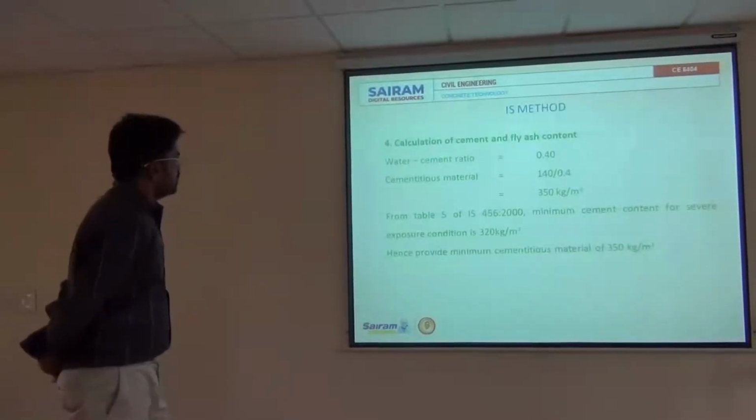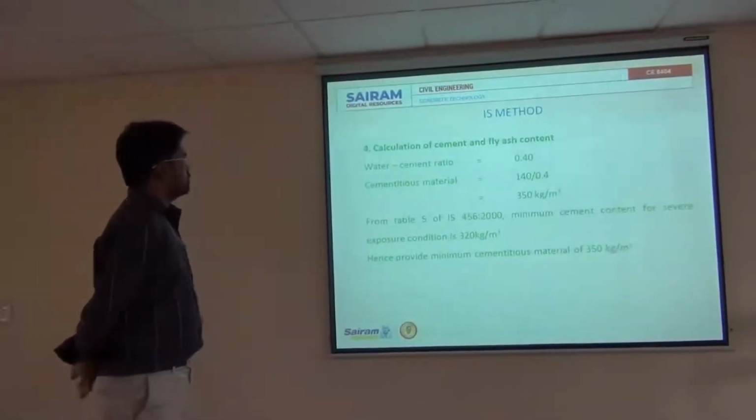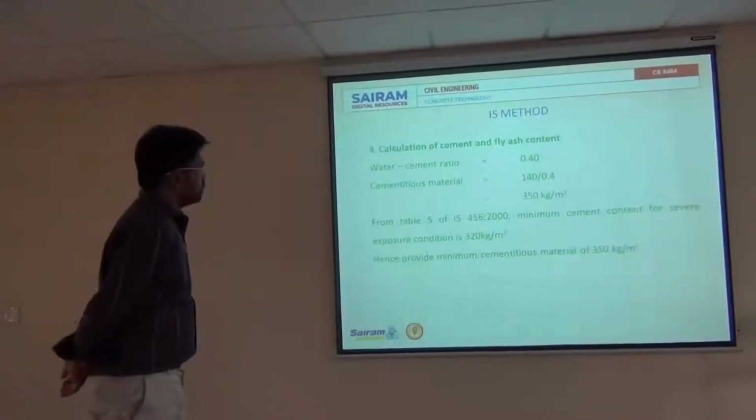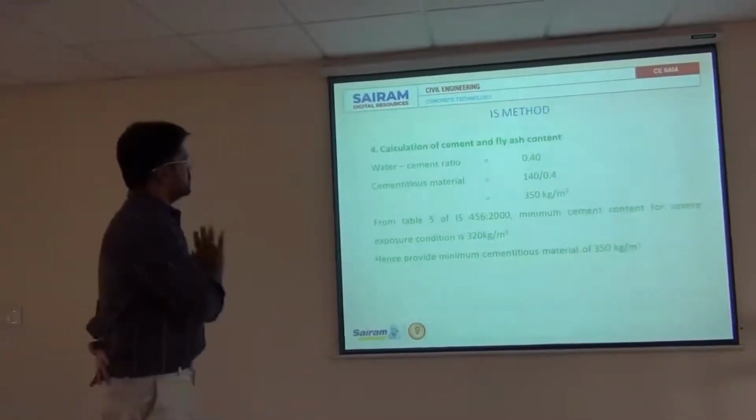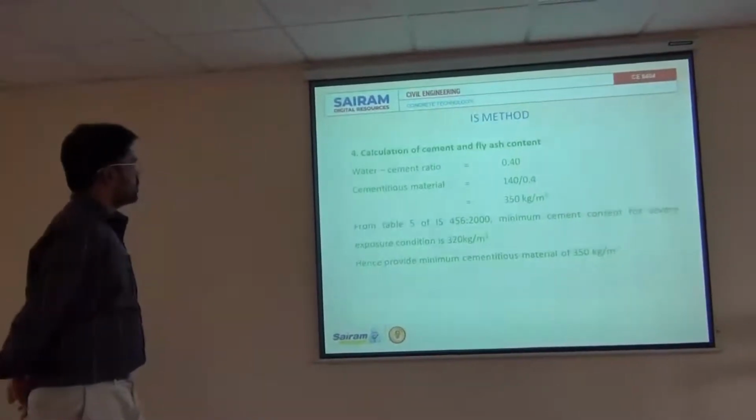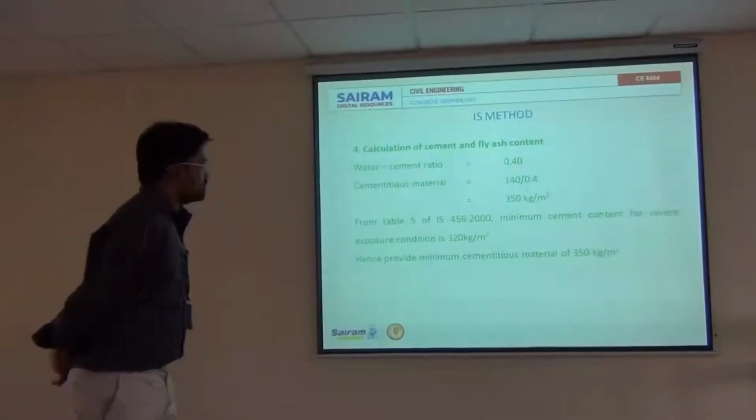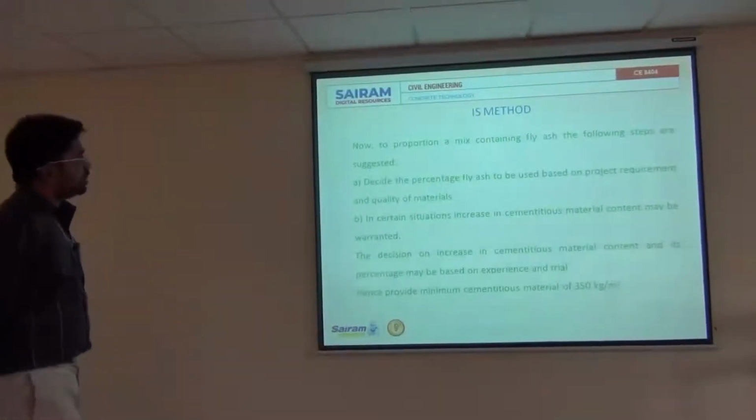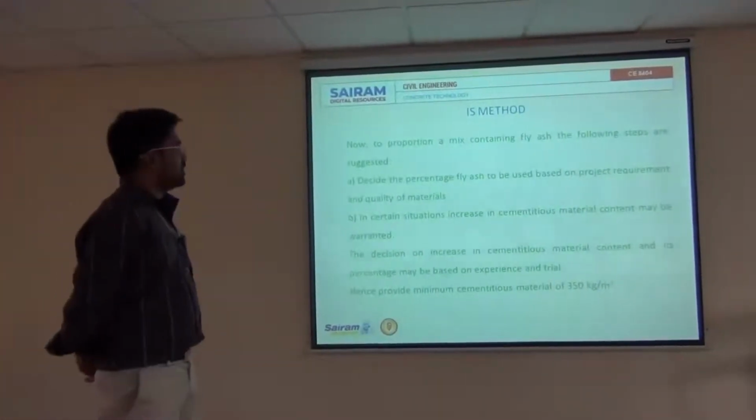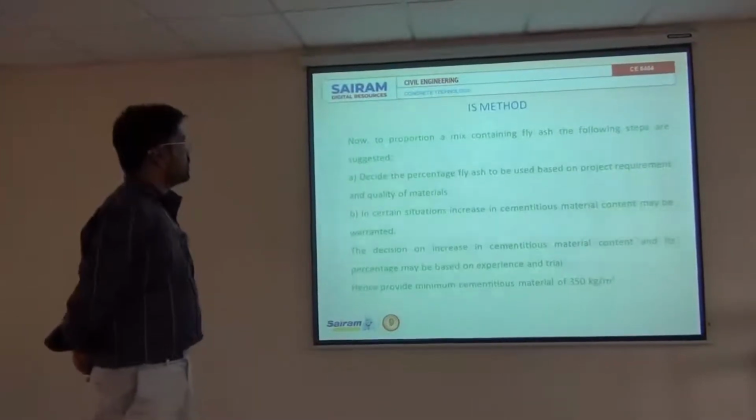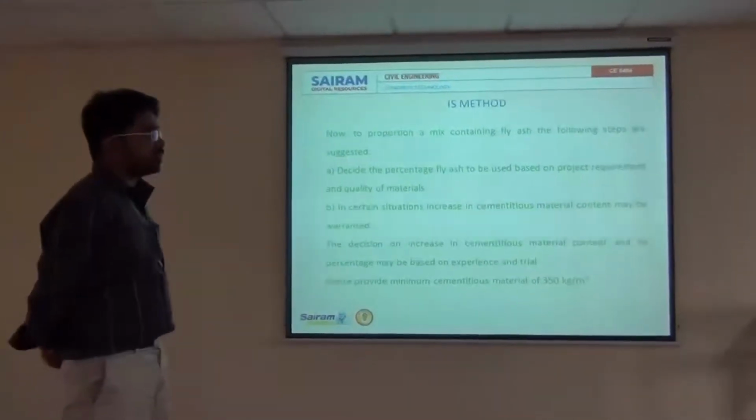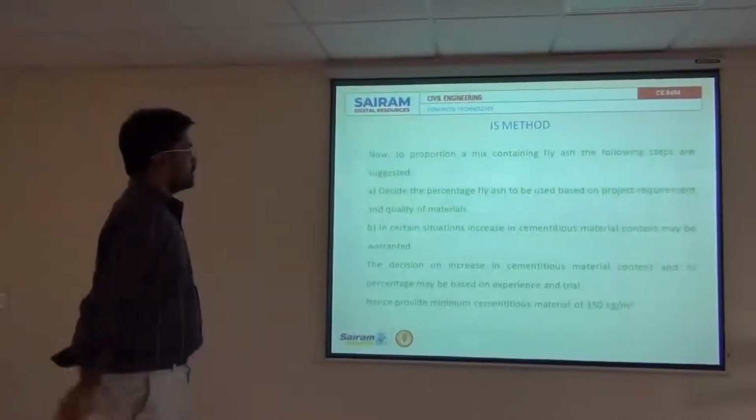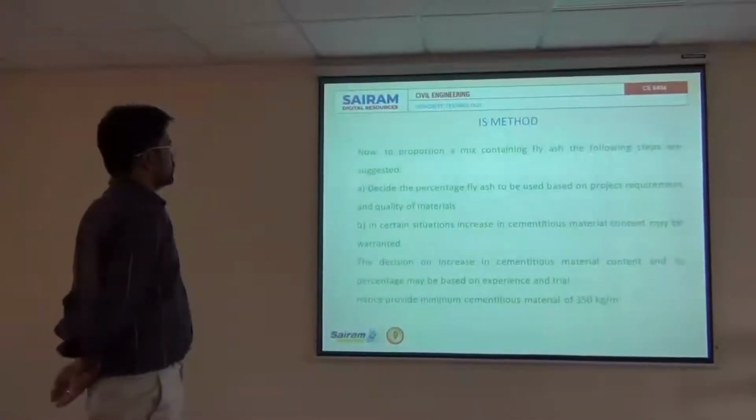So, calculation of cement and fly ash content. You know the water cement ratio, and by using this water cement ratio relation you get the cementitious material as 350 kg per meter cube. Again, the same step followed in the previous problem gives the minimum cementitious material as 350 kg per meter cube. But you are using the mineral admixture fly ash, on behalf of which the cementitious property will increase by 10%. So your cement content of 350 will be equal to 385 kilogram per meter cube.